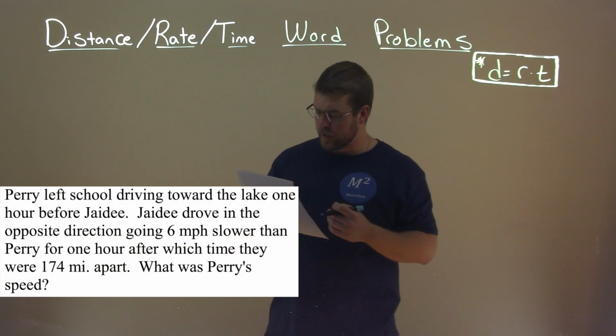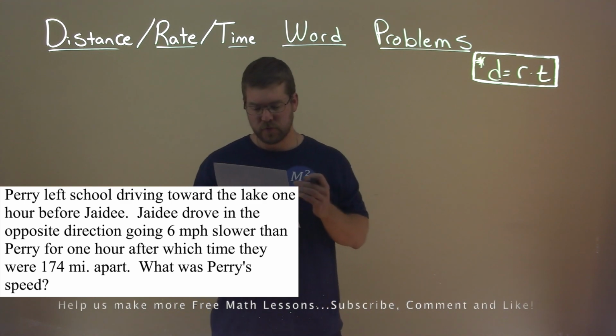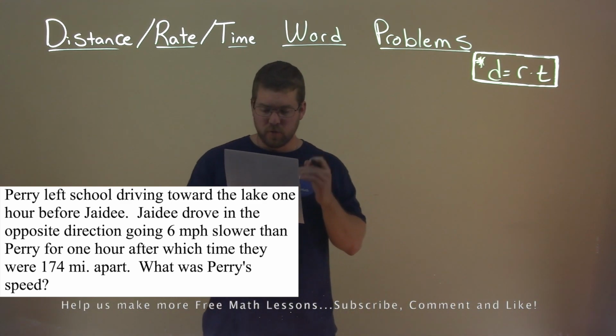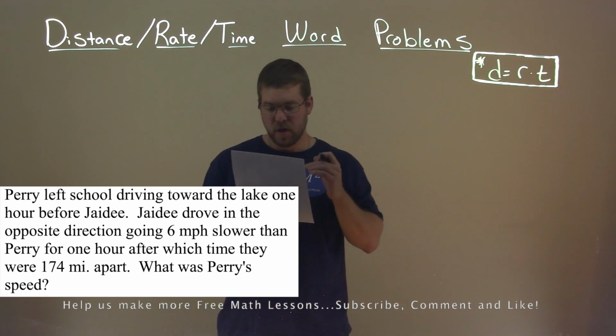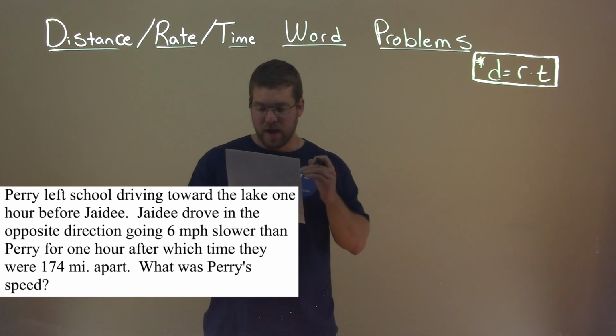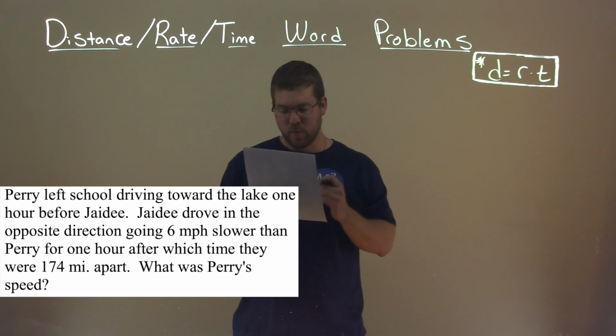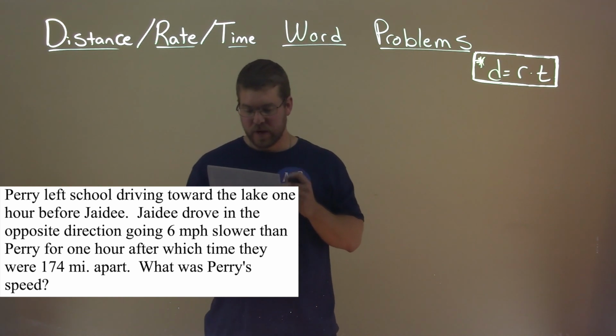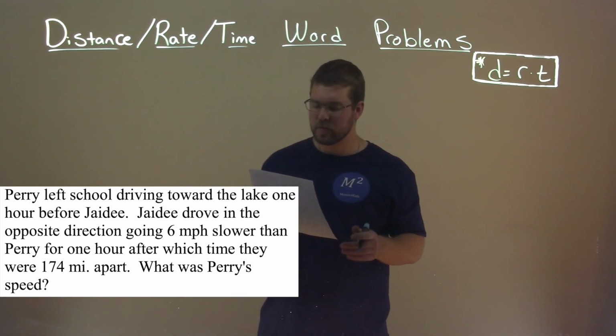We're given this problem right here. Perry left school driving toward the lake 1 hour before JD. JD drove in the opposite direction, going 6 miles per hour slower than Perry for 1 hour, after which time they were 174 miles apart. What was Perry's speed? This is a tricky one.